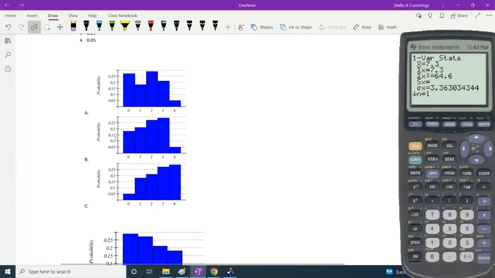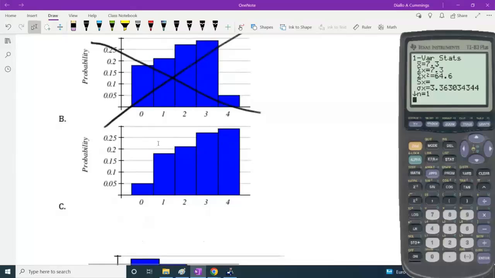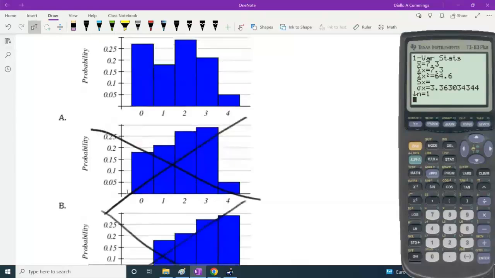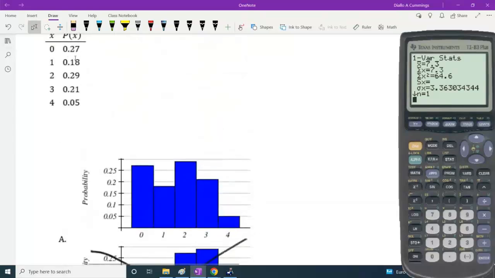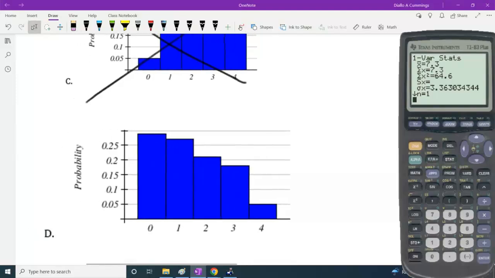We can throw this one away, because if we look at it for 0, it should be at 0.27, and that's nowhere close. If we look at the next graph, we can throw this one away as well, because for that random variable 0, it has a probability of 0.05, and our probability should be 0.27. And if we look at the last one, it seems like that could be a candidate. So I'm kind of narrowing this down to the first one and the last one.